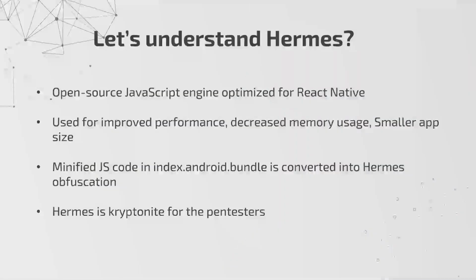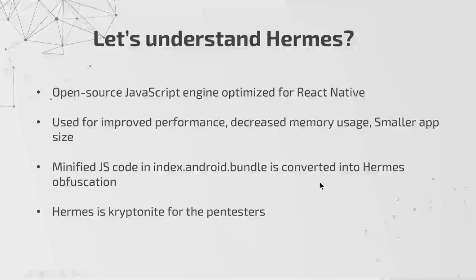So let's understand this. Hermes is an open source JavaScript engine optimized only for React Native applications, which is used for improved performance, decreased memory usage, and smaller app size. What it does is convert the bundle file code into a machine readable format so that it can have all of these advantages. Also, it restricts the attacker to some extent from modifying these files. So this minified JS bundle file is now converted into Hermes bytecode.